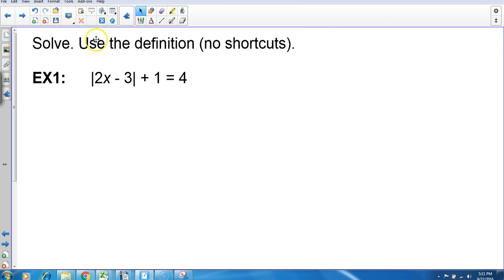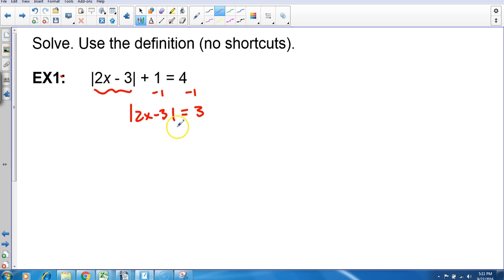Alright, so let's go through a different example here. In this example, we're going to go a little bit quicker. Watch the last video if you need me to go a little bit slower. So in order to solve this, again, first of all, what I need to do is isolate this. So I need to subtract 1 and subtract 1, and I'm left with 2x minus 3 equals 3.